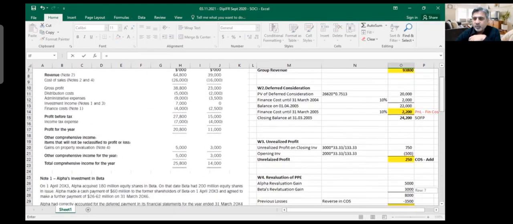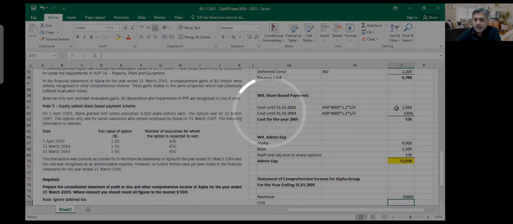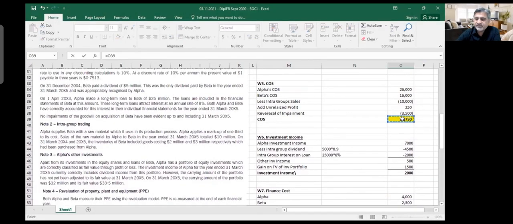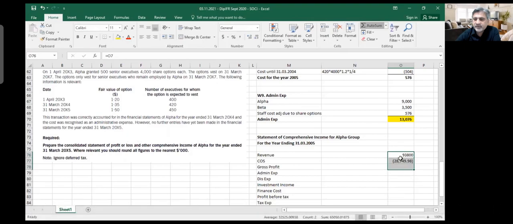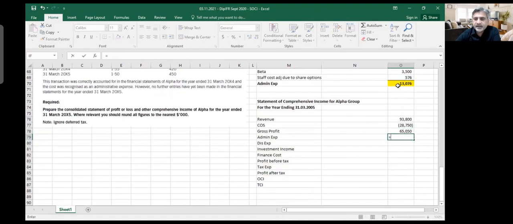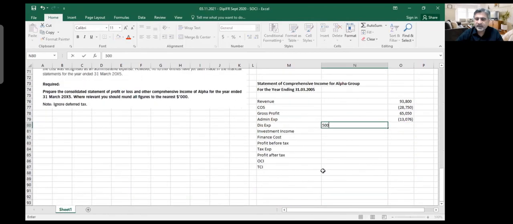So revenue we did here 93,800. Cost of sales we take there, 28,750, and I'll multiply it with -1 so that I get the number. I get gross profit here. Admin expenses we just made here 13, and let me put it with -1. Distribution expenses we did not make any adjustment, so we'll take the numbers from there. Distribution expenses were 5,000, 10,000, 7,000. So I'll write down 5,000 plus 2,000. Let me put it straight away.